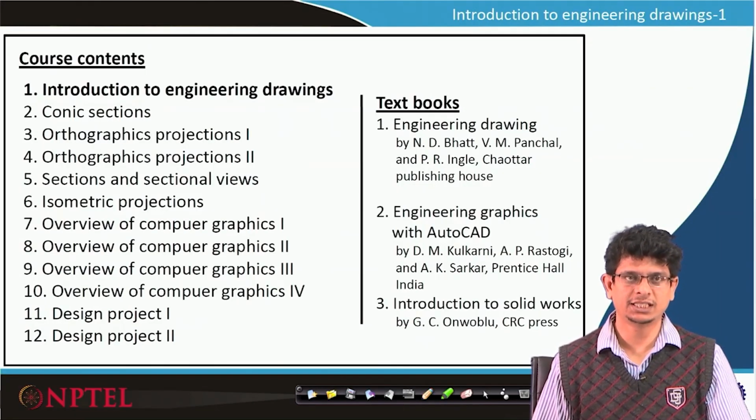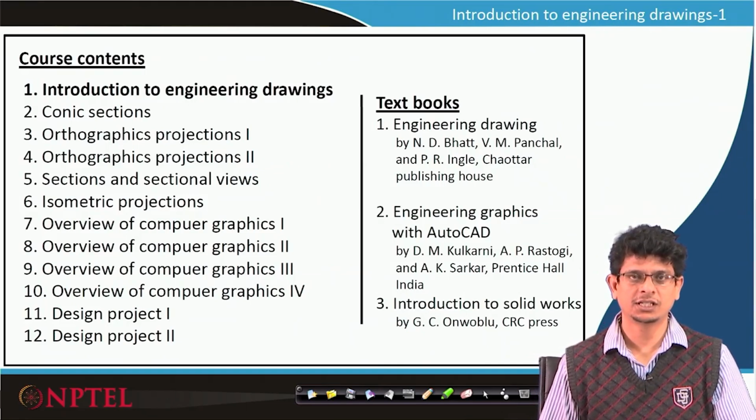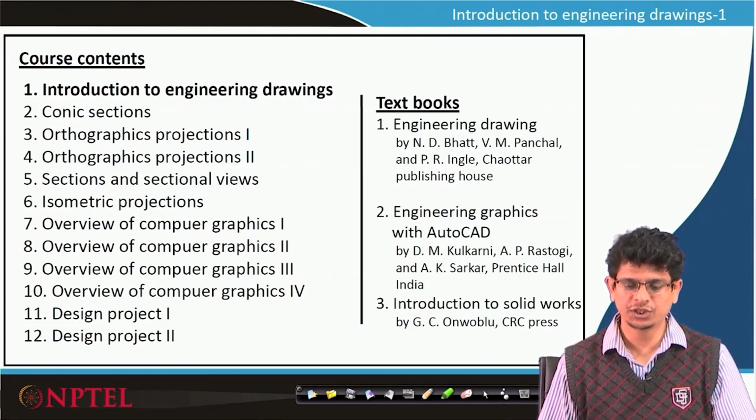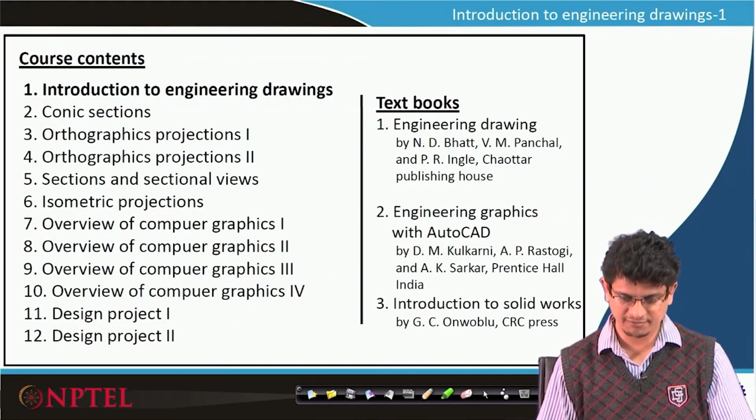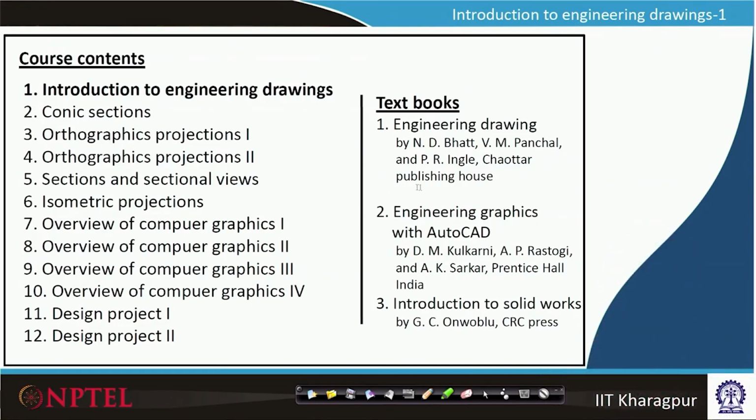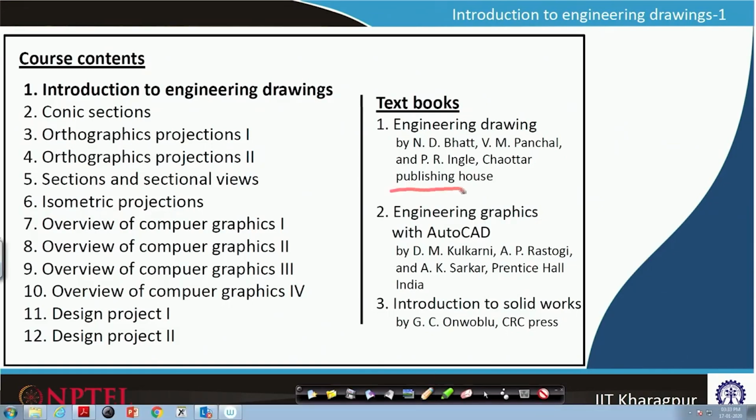The course basically contains engineering drawings, conic sections, orthographic projections, sections, isometric projections, an overview of computer graphics, and a few design projects. The recommended textbook for our course is Engineering Drawing by N.D. Bhatt and others. Mainly we follow this textbook.